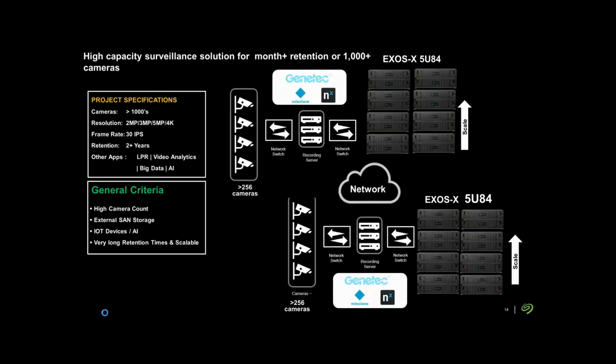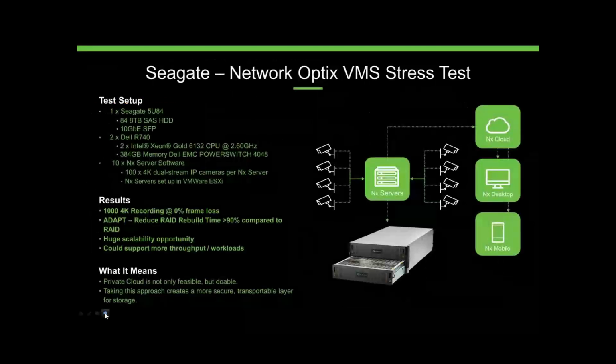Yeah, this is what I meant. We recently did a POC with a partner called Network Optics, one of the emerging VMS providers. We have 2 physical servers with 10 virtual machines, each of them having 100 cameras. We record it into our 5U84. The result is 0 frame loss. We are able to support it.